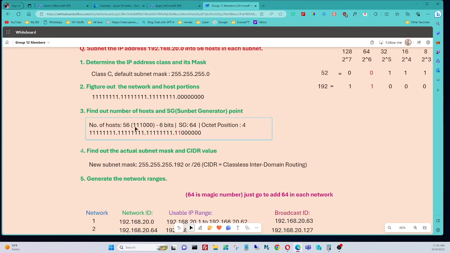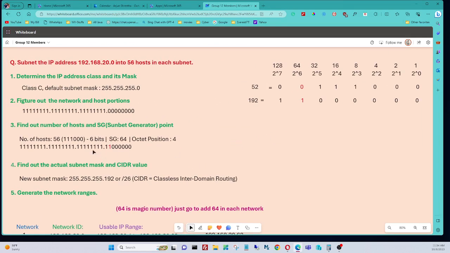So let's see, 111000, right? Here same thing I did, 111000, because here is 1 2 3 4 5 6, right? That's why I wrote here 6 bits, because here is also 1 2 3 4 5 6, 6 bits, right? For 56 hosts, we need 6 bits, correct?